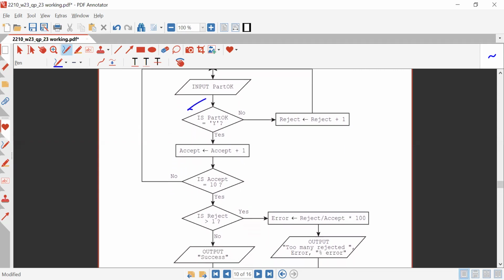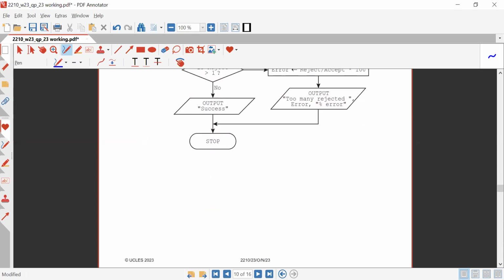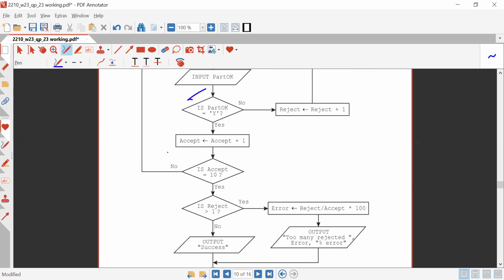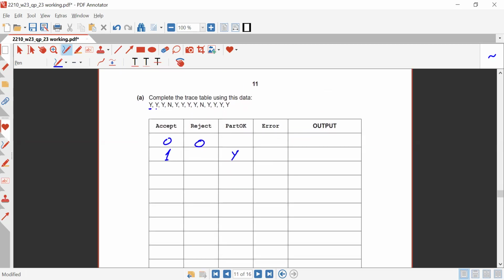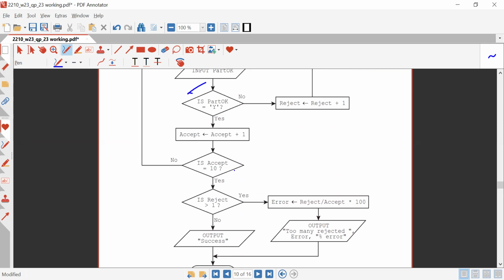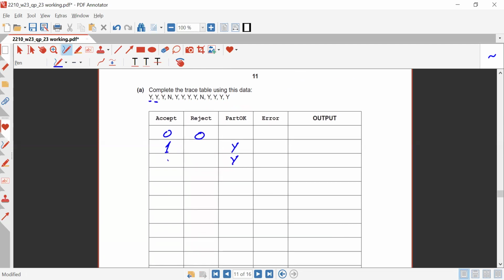So part okay, yes. Is part okay equal to y? It's a yes. Accept will be accept plus 1, so 0 plus 1 will give you 1 right over here. Is accept equal to 10? It's a no. Again, we are going to input. The other value is y once again. Is part okay equal to y? Yes, it's a y. Then accept plus 1, and then we need to repeat again. So it's a 2 right over here.